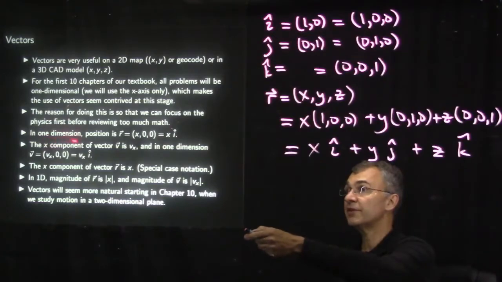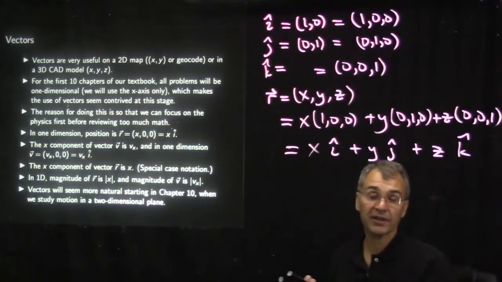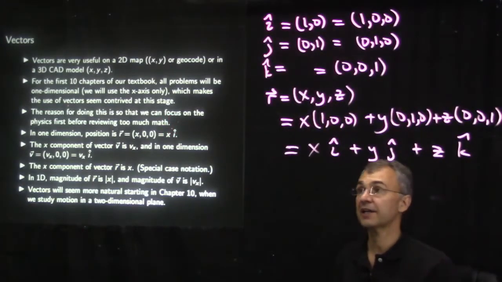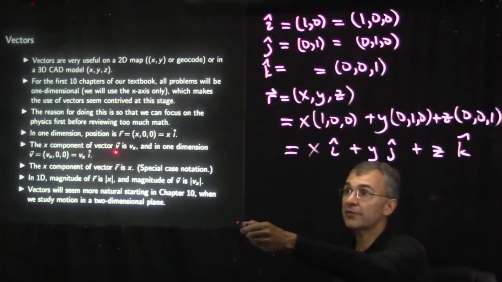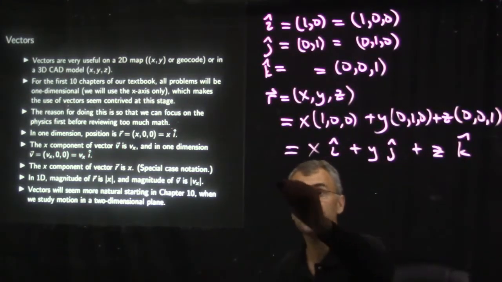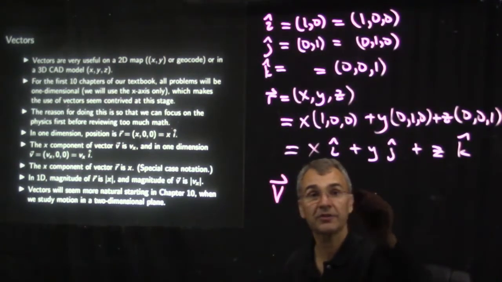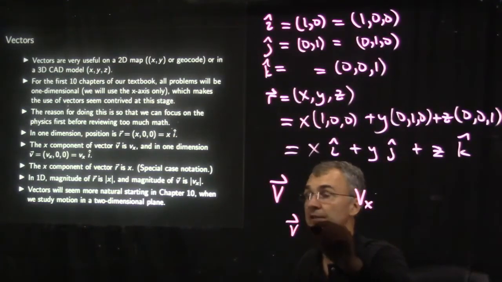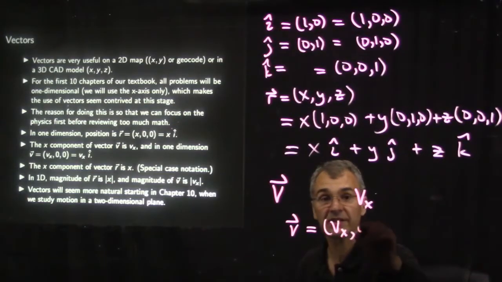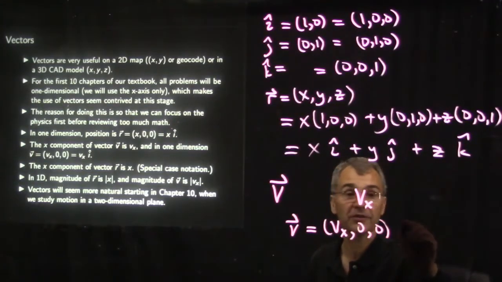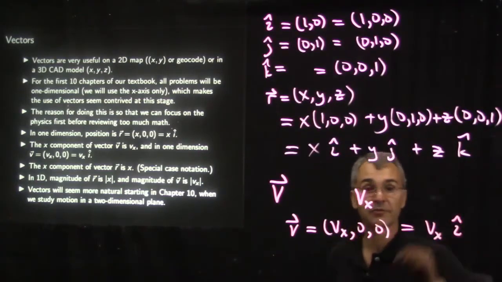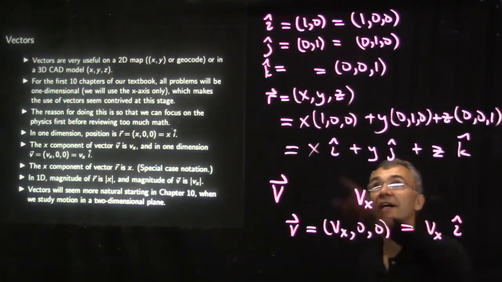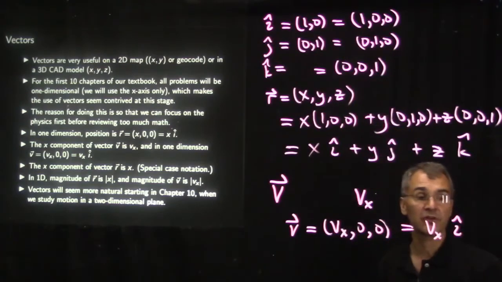So in one dimension, the position is r, which you could say is x, 0, 0. So that would be x times i hat. Then the x component of the vector v, so if we have a vector v, its x component is v sub x. And in one dimension, there's no y component and no z component, so that's just v sub x times i hat. Since i hat is just a thing that points in the x direction, I would say that i hat is 1, 0, 0.